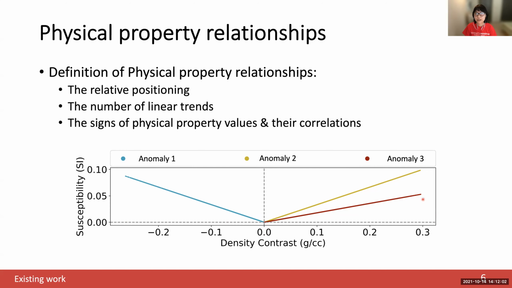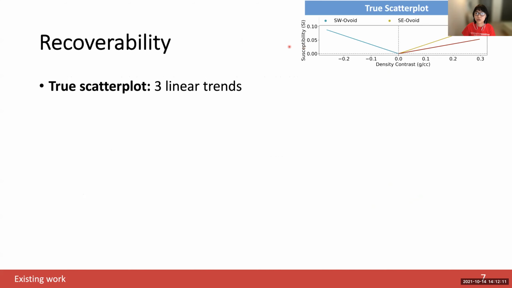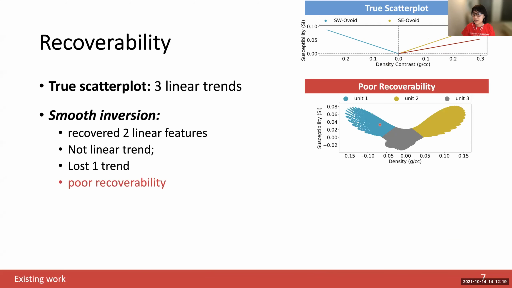Since our objective is to investigate the recoverability of physical property relationships, what do we mean by recoverability? We can demonstrate it through some examples. Here is a true scatter plot with 3 distinct linear trends. After performing the smooth inversion, in its scatter plot, only 2 scattering features are recovered.